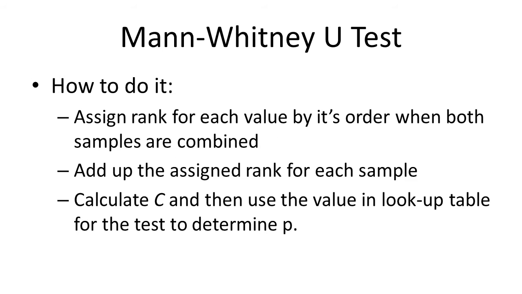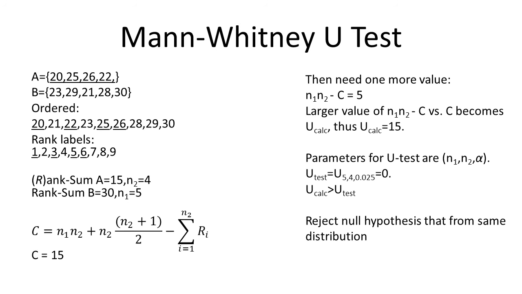So basically what you do is you assign a rank for each value in the combined samples, then add up the assigned rank values according to the samples, and that gives you test statistic C, and then you use the U-test lookup table to figure out what the p-value for that is. So on the left we have two samples labeled A and B. A has 4 observations, B has 5 observations.